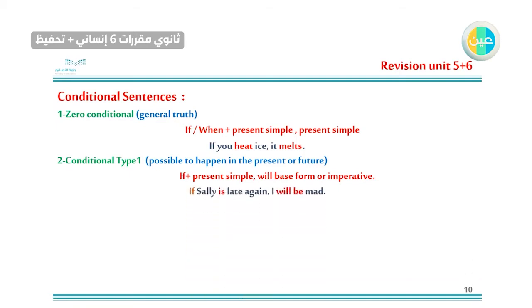If Sally is late again, I will be mad. If Sally is, present simple, will be, will with base form. And remember something, that we can change the order of the sentence. So we can start with the result clause, then the if clause. I will be mad if Sally is late again. Don't change anything, just reorder them.